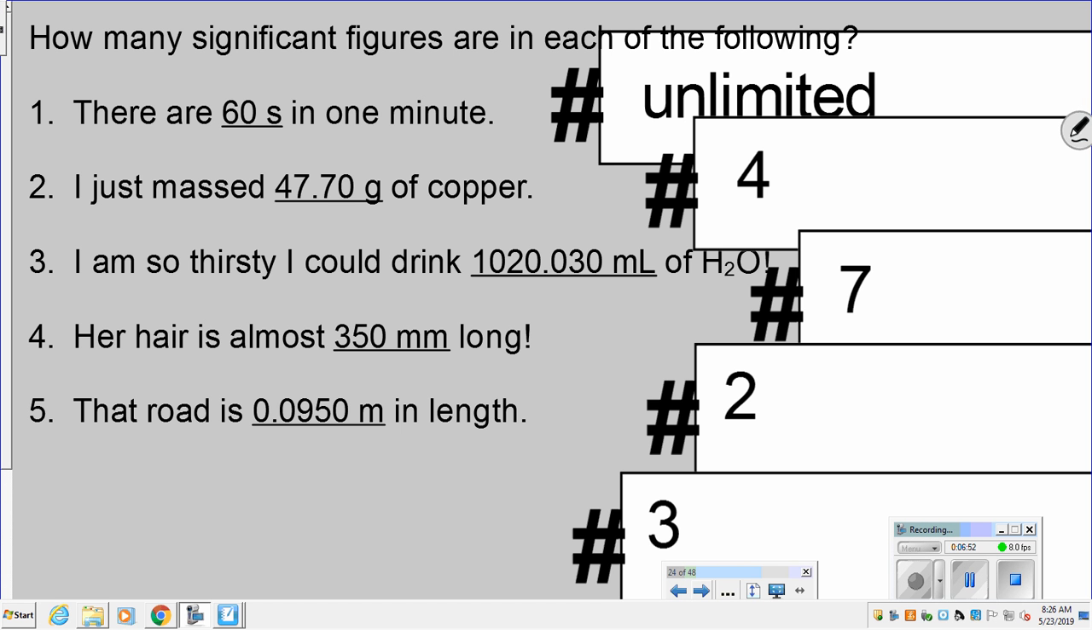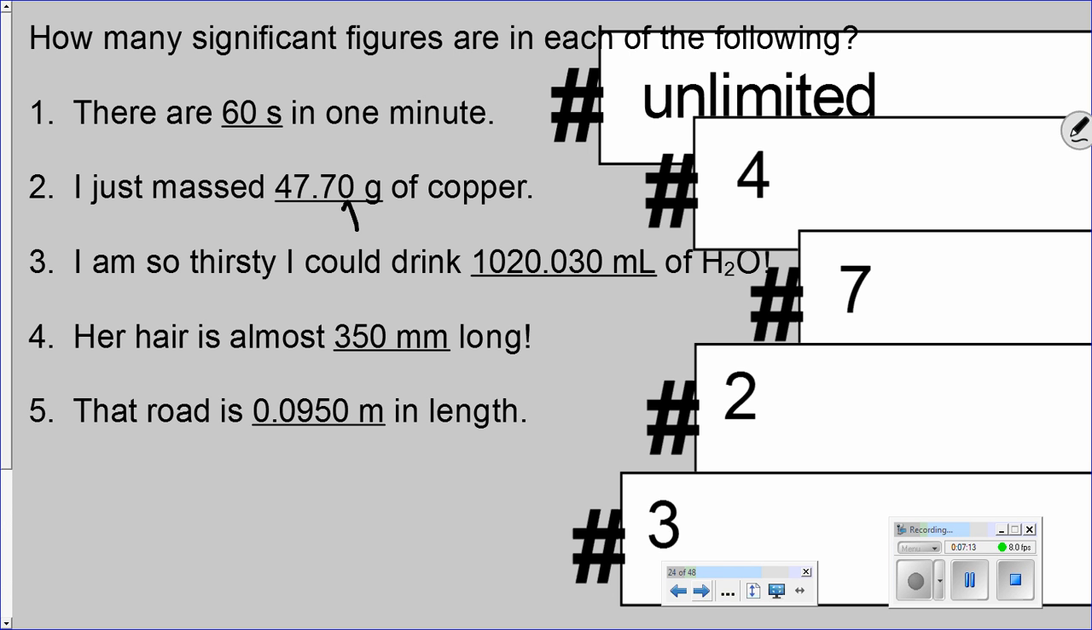So I did throw a little trick at you on the first one. From Earth science, maybe you think, well, I don't know if that's really exact because of leap year and etc. But in terms of countable seconds, there's 60 in 1 minute. So we do consider that to be unlimited. In the measurement of gold, that's not going to be unlimited because it's showing that it's a measurement. All of those count. This is a trailing zero. It is after both a decimal and a non-zero number.